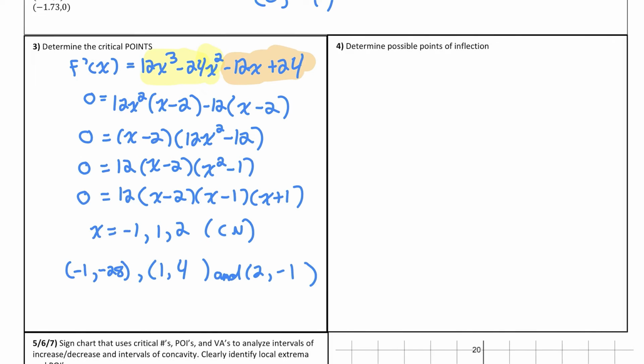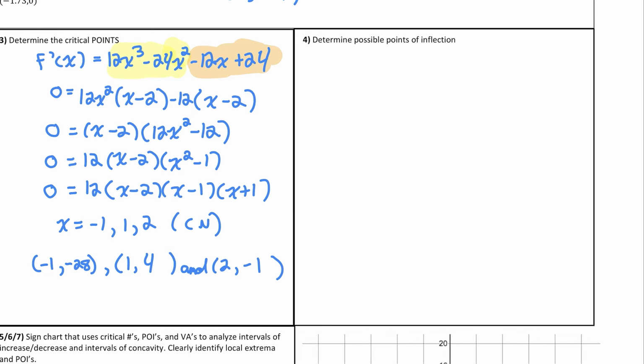Let's move on to part 4 that says determine the possible points of inflection. I know possible points of inflection are going to happen when the second derivative is 0 or undefined. So let me find the second derivative. When I differentiate my first derivative, I would get 36x squared minus 48x minus 12. Let me set that to 0 and try and solve it.